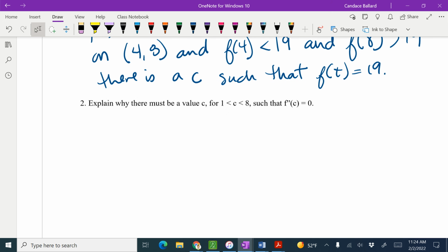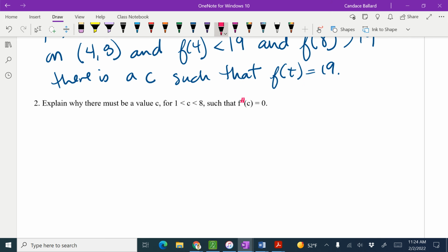Okay. All right. In number 2, it says explain why there must be a value c between 1 and 8 such that f double prime of c equals 0. Okay. So we've got IVT, MVT, and Rolle's. We're not going to see any EVTs.